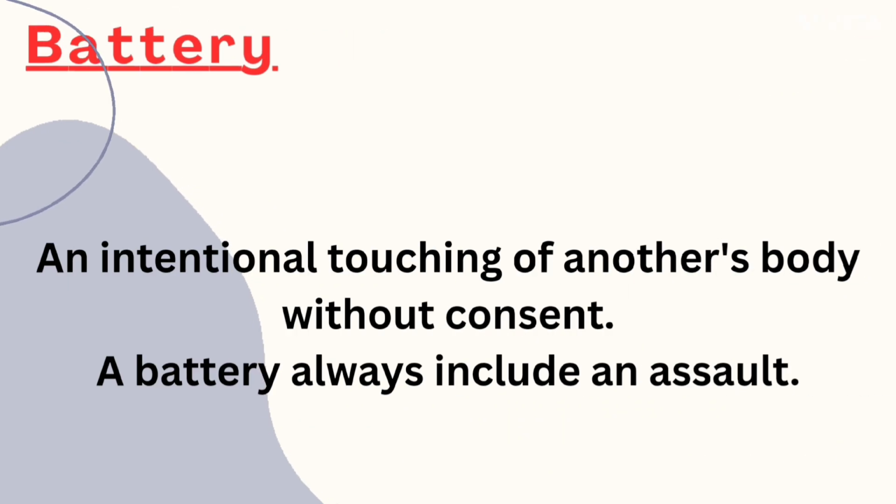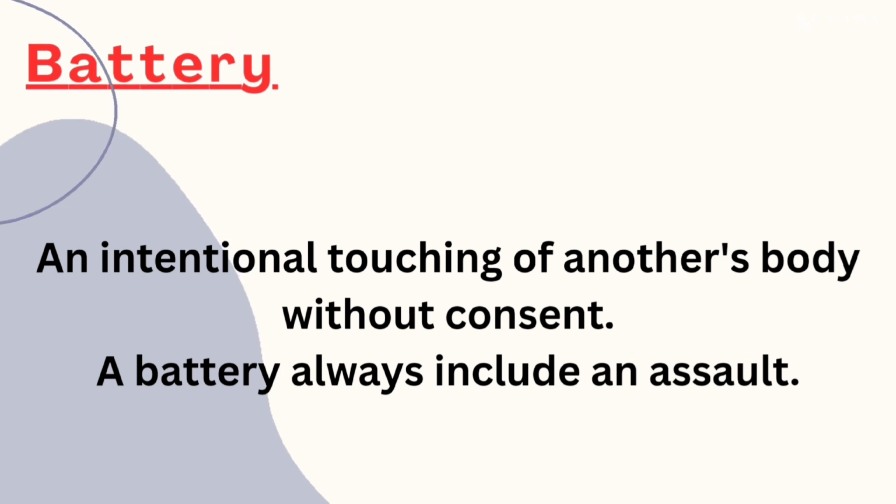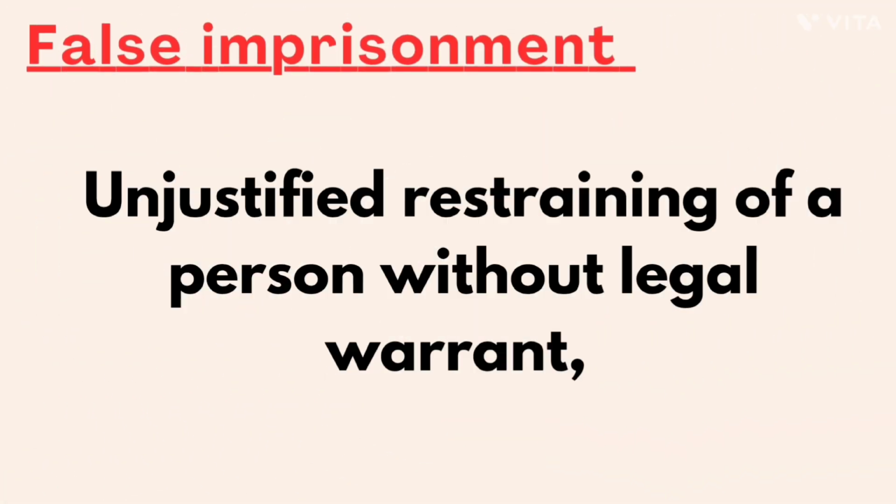Example: threatening a client that a nurse will give an injection. And next is the battery. An intentional touching of another's body without consent. That is, a battery always includes an assault because it is a kind of threatening with touching the body. So this is the difference between the assault and the battery.